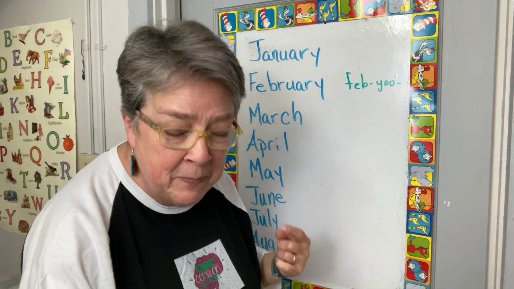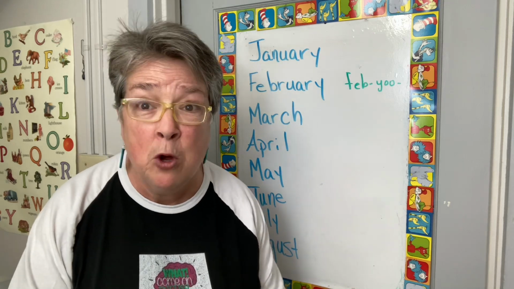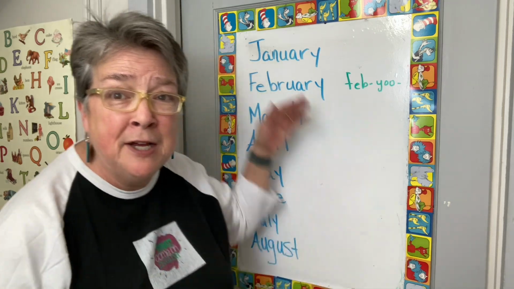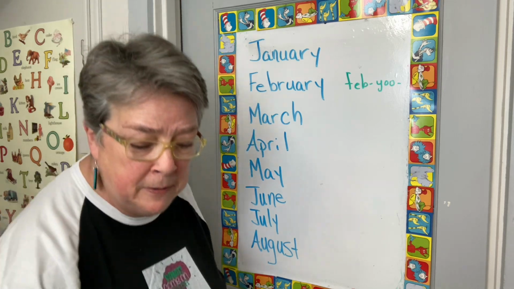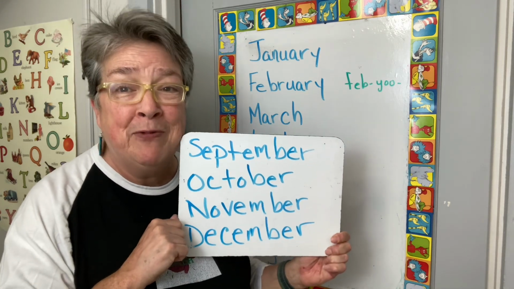Let's do it one more time. Here we go real fast. Let's go. 1, 2, 3. You follow me. January, February, March. April, May, June. July, August, September, October, November, December.